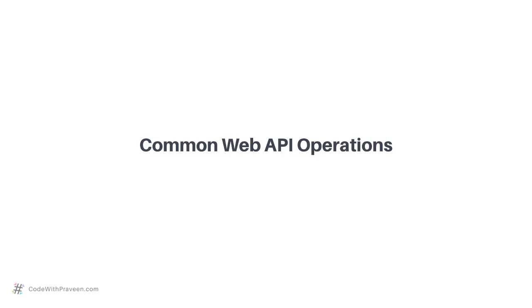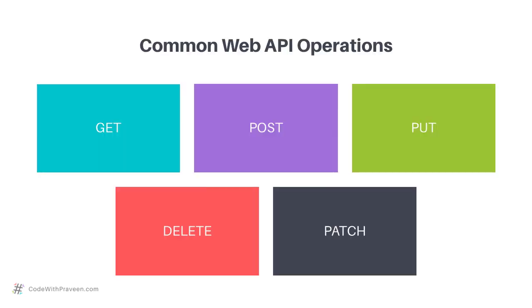Next, let us dig into the different types of operations that are commonly used by API developers. These are the 5 most important operations that you need to be aware of. They are GET, POST, PUT, DELETE, and PATCH. We'll go through each of these HTTP operations for their purpose and their typical usage.